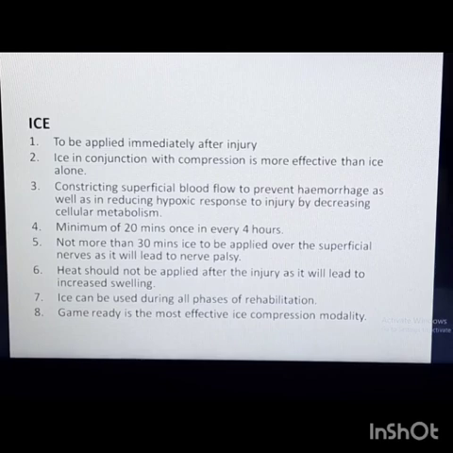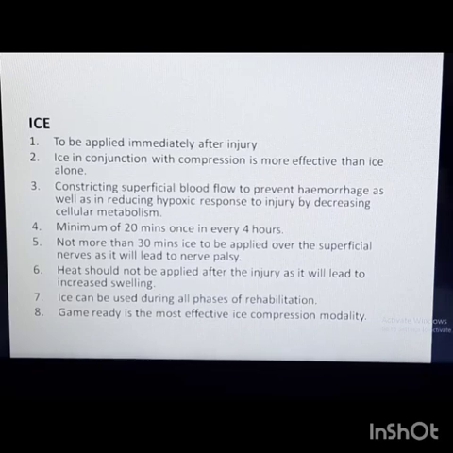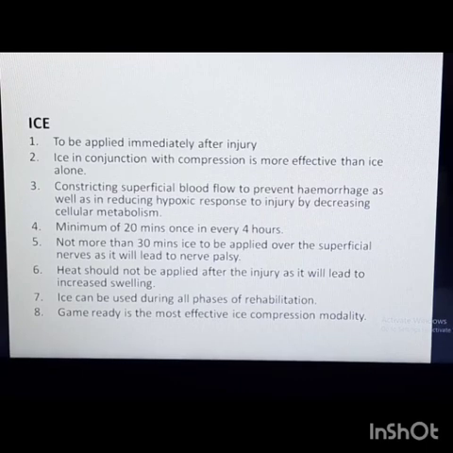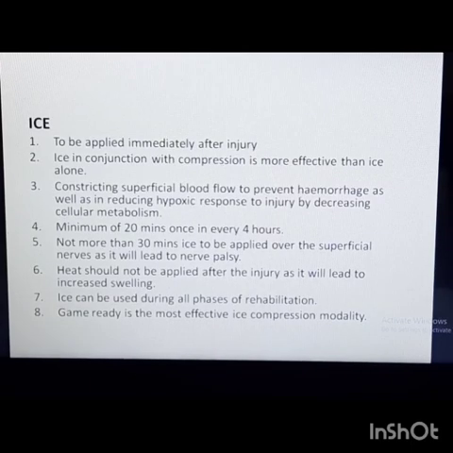Game Ready is an effective ice compression modality. In India, most people can't afford to have a Game Ready. It is feasible mostly for some academies, and it is mostly used in the leagues, that is the I-League, IPL, and Kabaddi. In those leagues, we use this Game Ready, and it's a very, very effective modality, especially in this acute phase. That is what we are talking about, ice with compression.